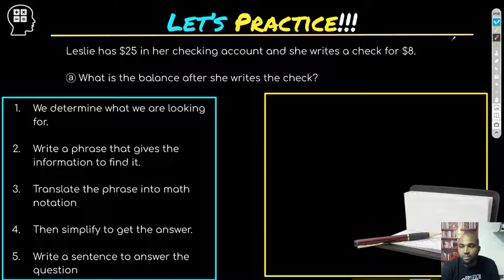Well, somebody can be really technical here. Just because she wrote a check doesn't mean that her balance went down. So the question should have been asked better. After the check is cashed, what's going to be her balance? So let's assume they're talking about after the check is cashed.